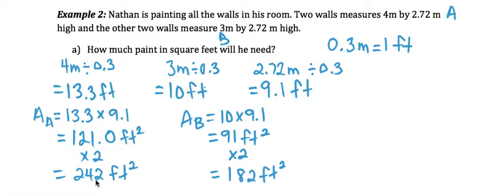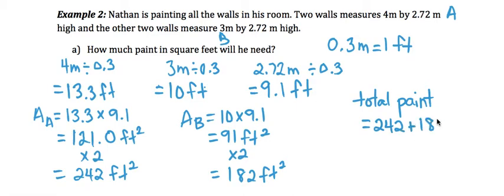So now I know how many square feet of paint I need for walls A and walls B, and so the total amount of paint that I'm going to need will be the addition of those two. So the total paint will be 242 plus 182. And that's going to give me 424 feet squared. So I need enough paint to cover 424 feet squared.